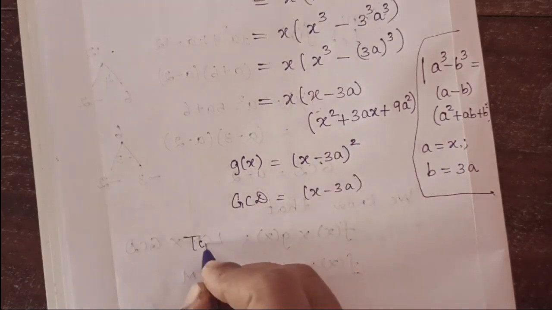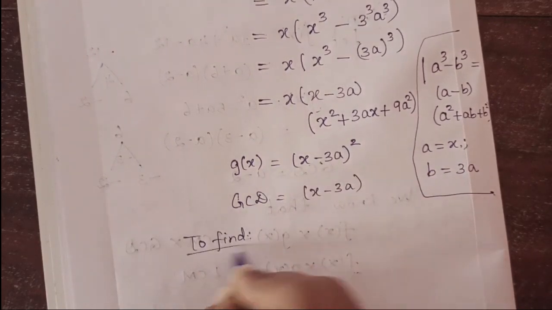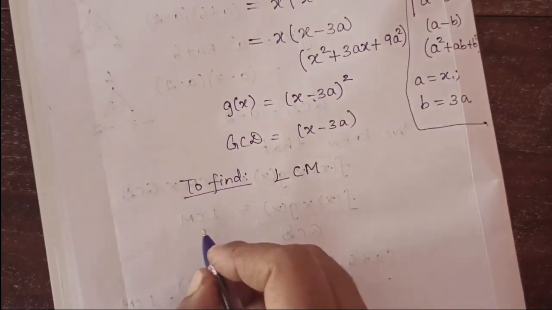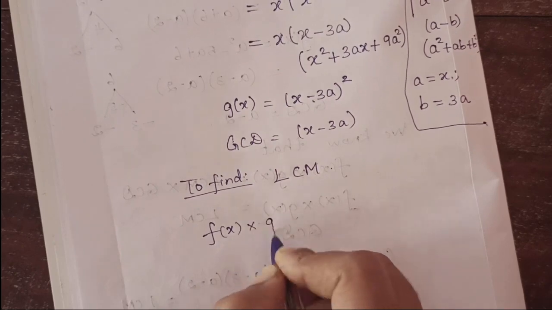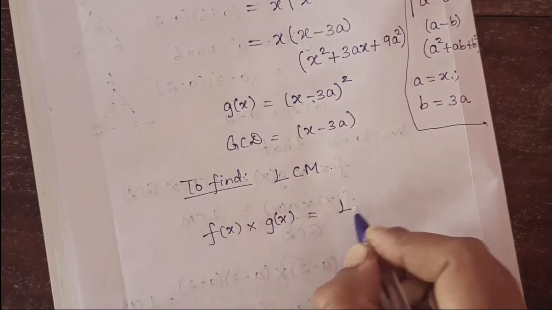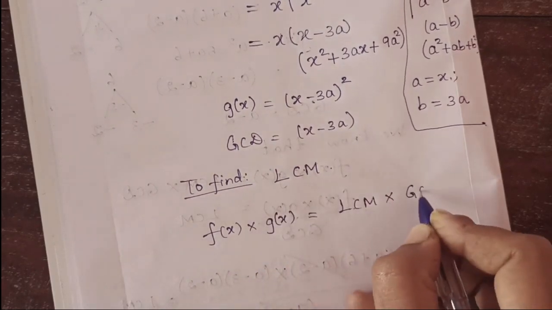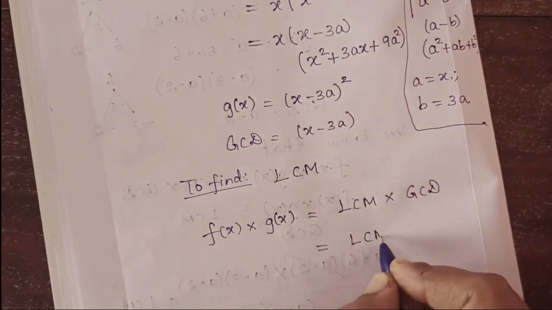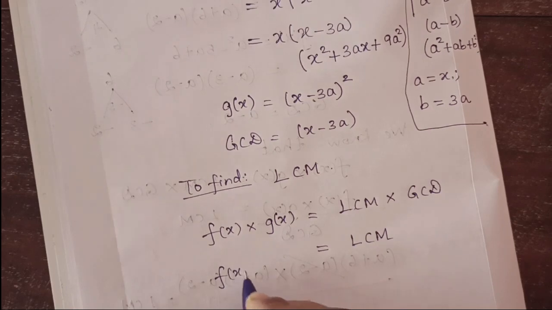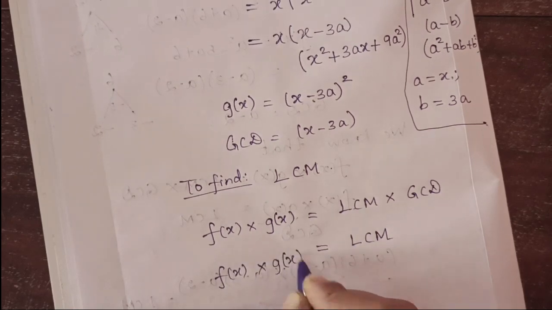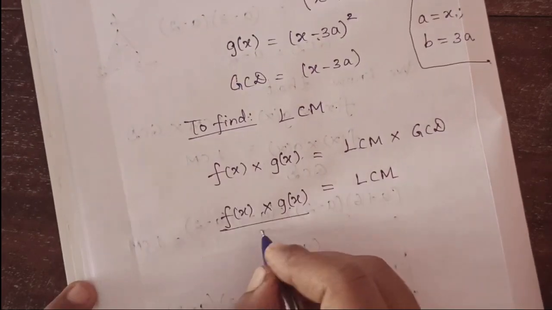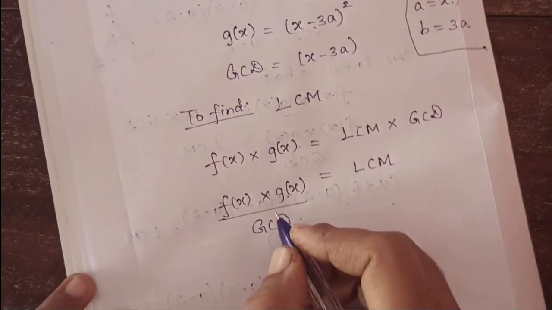What is the thing we need to find? To find LCM. Just remember the formula. f of x into g of x, which is equal to LCM into GCD. Here also we need to find the LCM only. So let it be this side, and GCD we can take it to the other side, transposing GCD from this side to this side. So GCD. Just apply all the values.